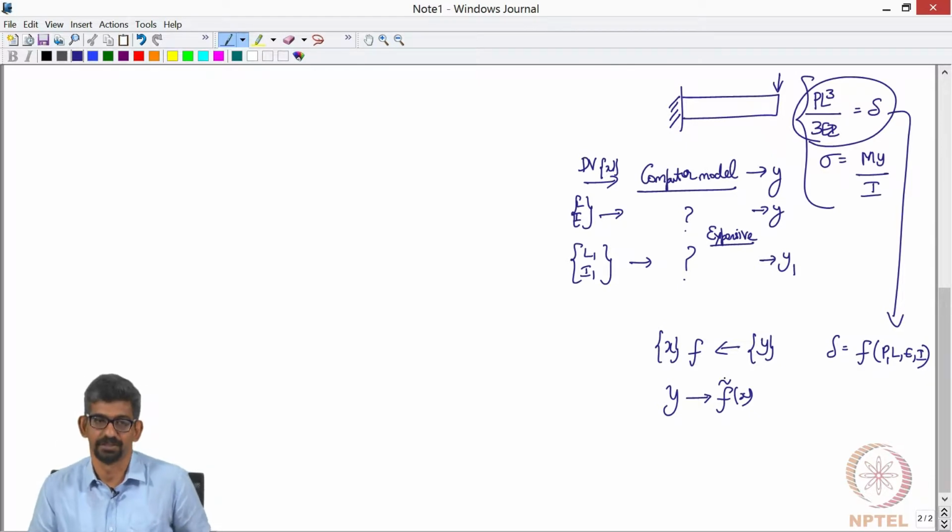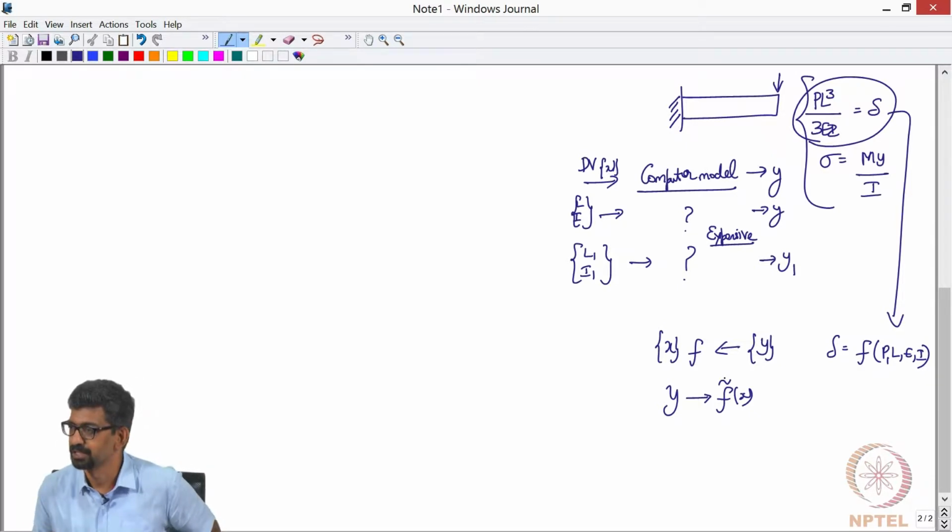So, f hat, or f tilde. It is an approximation, it is not the regular f. So, can I approximate it? How do I go about approximating? How can I approximate?